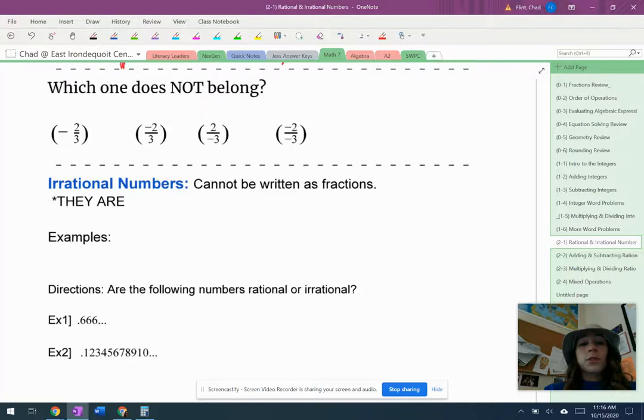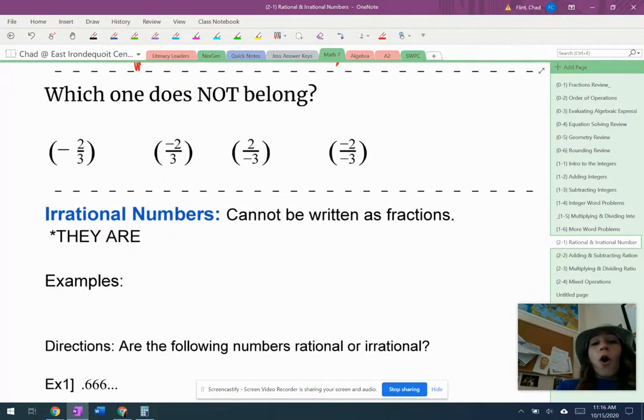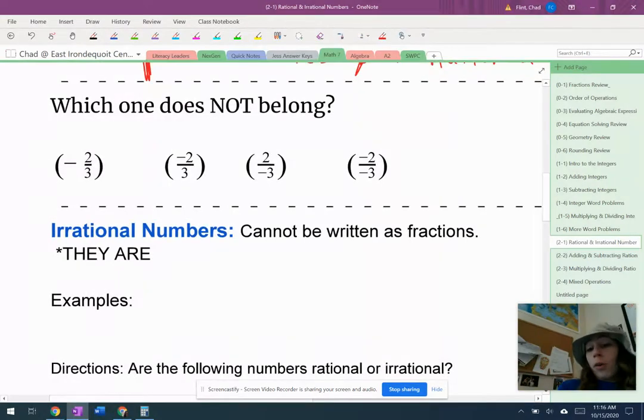Okay, so our notes for 2-1, this is math 7. Which one of these fractions does not belong? So I have 4 fractions here written down on your notes. One of these does not belong. One of these is not the same or is not equal to the other 3. So let's take a look at this.